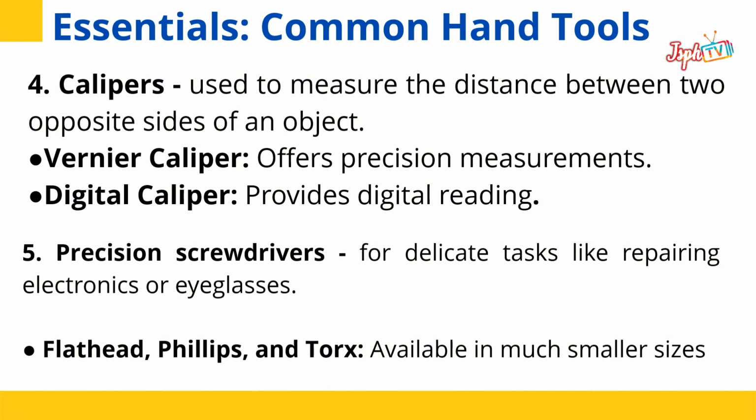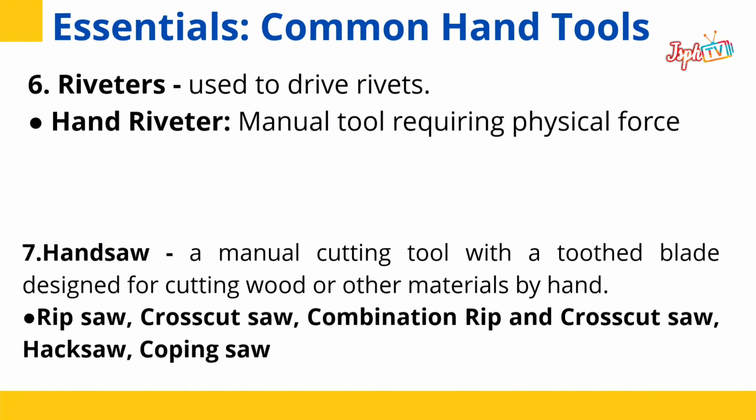Precision screwdrivers, for delicate tasks like repairing electronics or eyeglasses. We have flathead, Phillips, and Torx, available in much smaller sizes. Riveters, used to drive rivets. Hand riveter, a manual tool requiring physical force. And 7. We have the handsaw, a manual cutting tool with a toothed blade designed for cutting wood or other materials by hand. We have the ripsaw, the cross-cut saw, combination rip and cross-cut saw, hacksaw, and the coping saw.